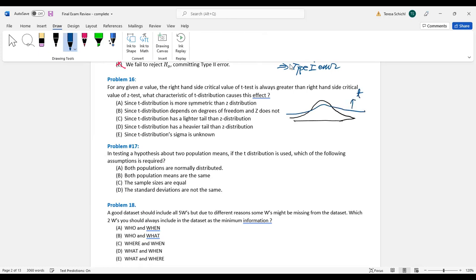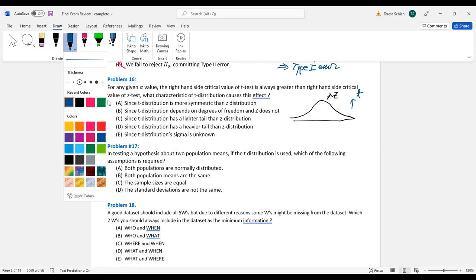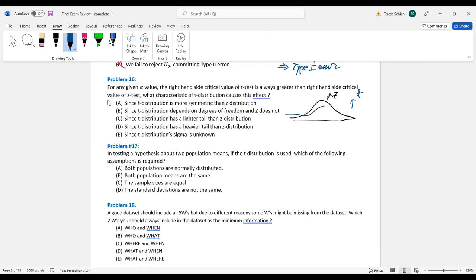So this is a t, and this is a z. They both have a kind of bell shape. I shouldn't exaggerate that much. We said it still looks pretty much like the bell shape, but still has a tail. So it has a heavier tail. That means the tail of the t is above the z here.